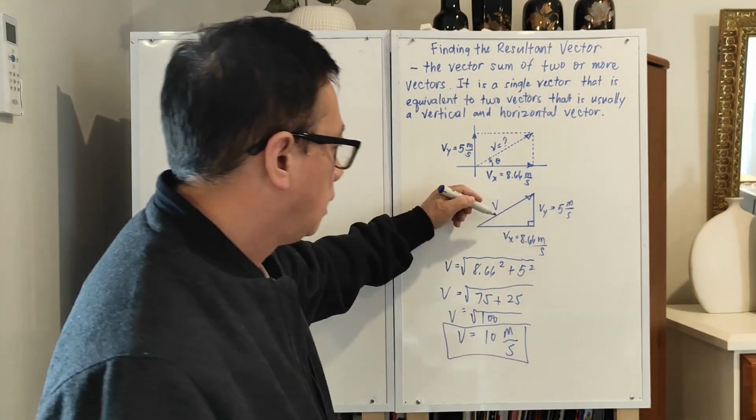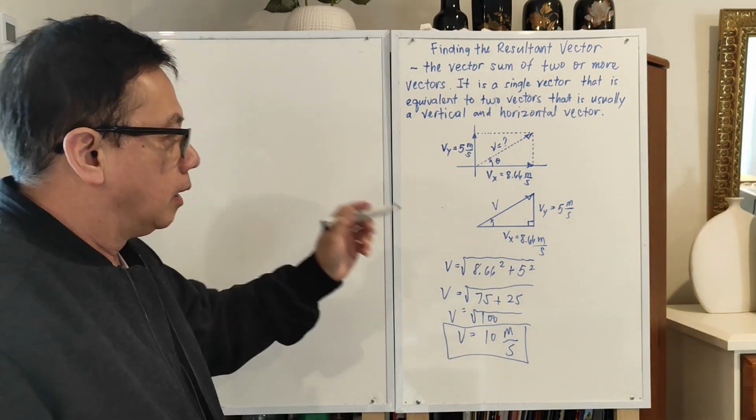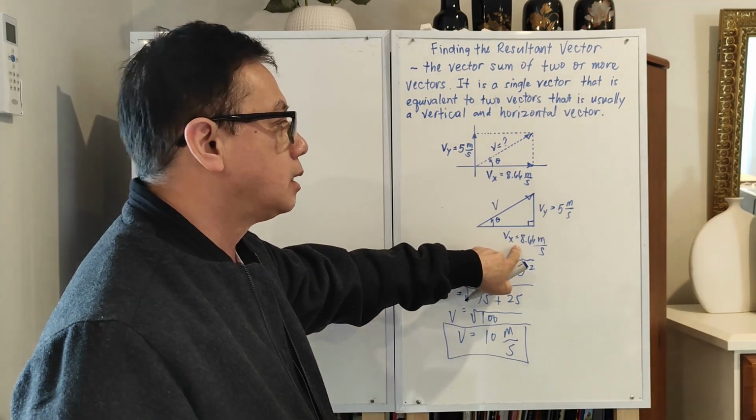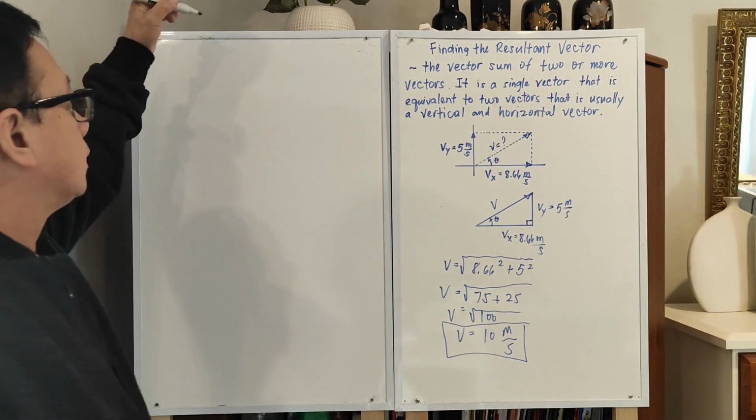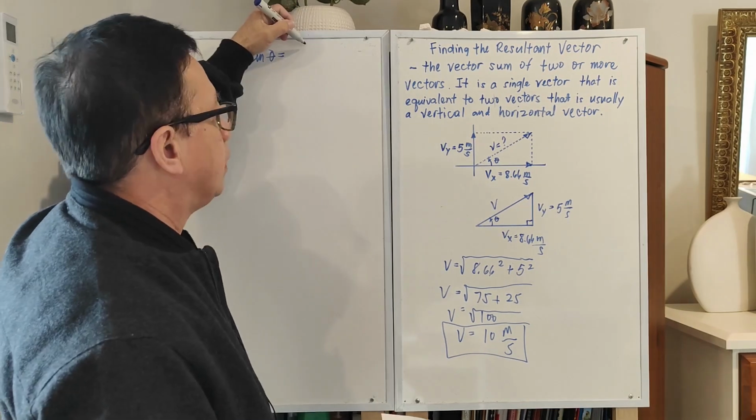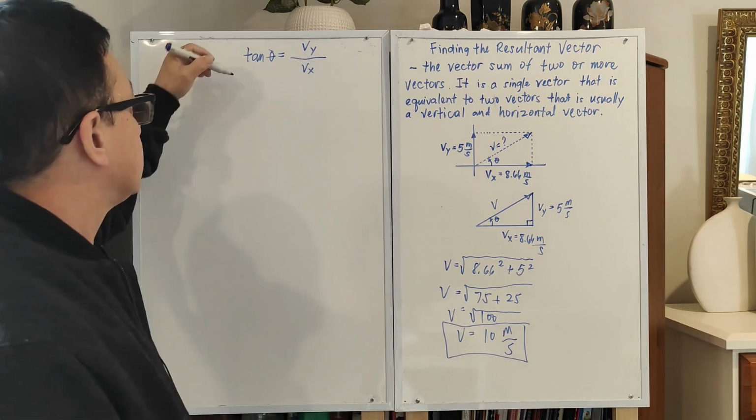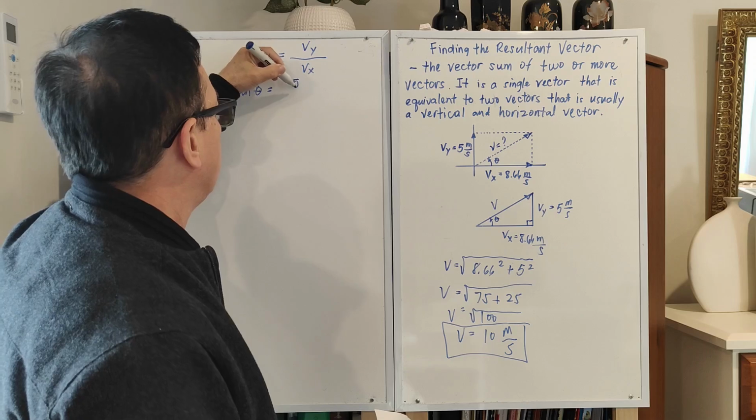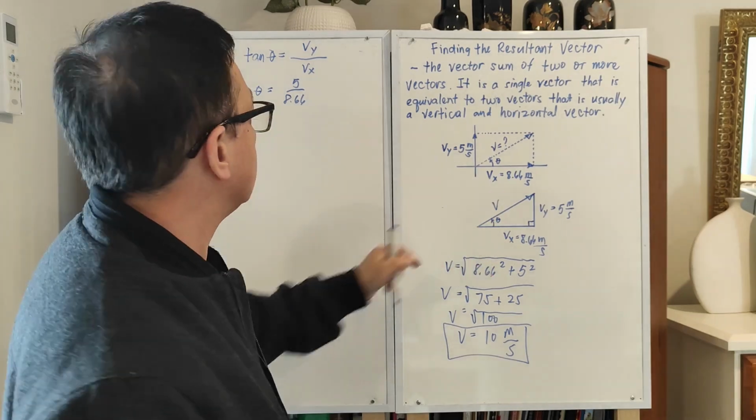Now to get the angle of this, we will use trigonometry. So SOHCAHTOA. This is opposite, this is adjacent, so the function that we need is tangent. So tangent theta is equal to opposite Vy over adjacent Vx. So tangent theta is equal to 5 over 8.66. So the units will cancel out.